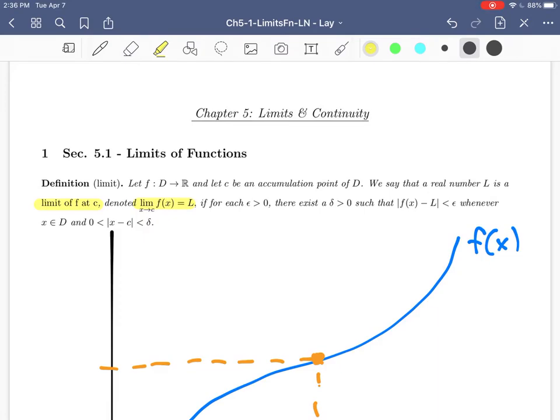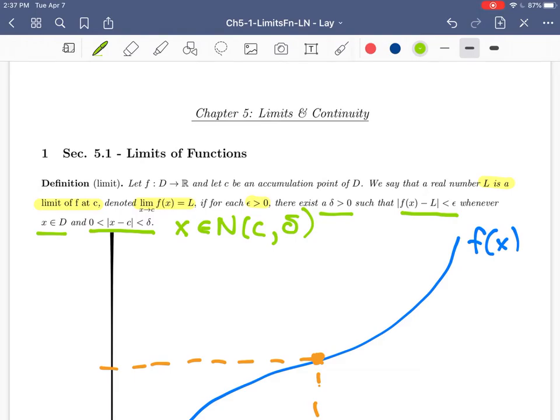L is a limit of f at C if for every single choice of epsilon greater than 0, there exists a delta greater than 0, such that the distance between our function and the limit L is less than epsilon whenever our value of x is in the domain, and the distance between the value of x and c is less than delta but greater than 0, right? And so what that's telling us about that choice of x is that x is in a neighborhood about c with radius delta.